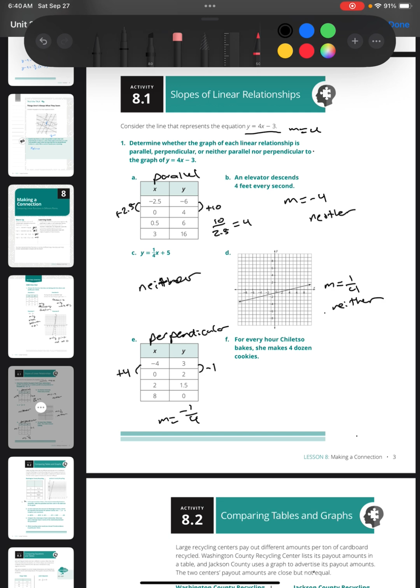And then the fourth one says, for every hour Chiletso bakes, she makes 4 dozen cookies. So that's a slope of 4, which is obviously the same as 4, so that one is parallel.